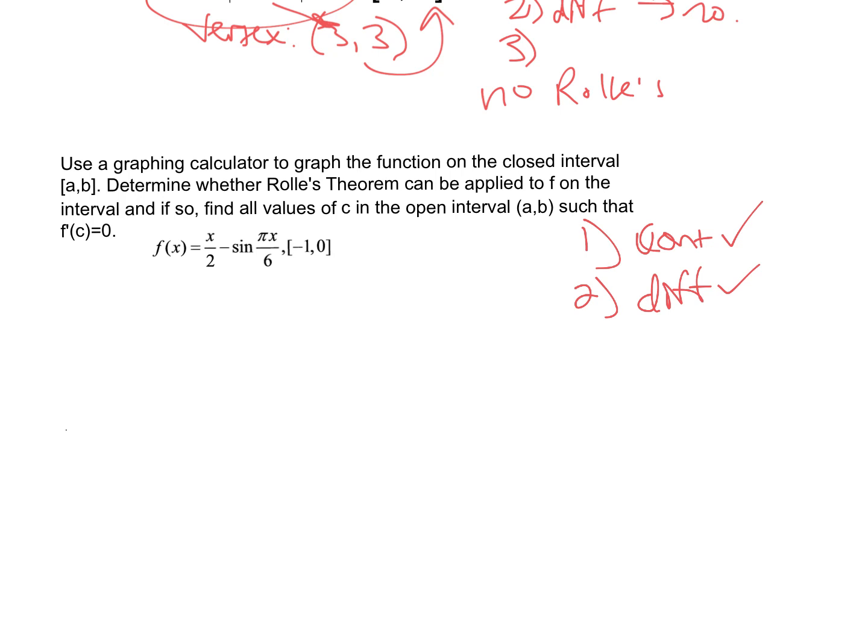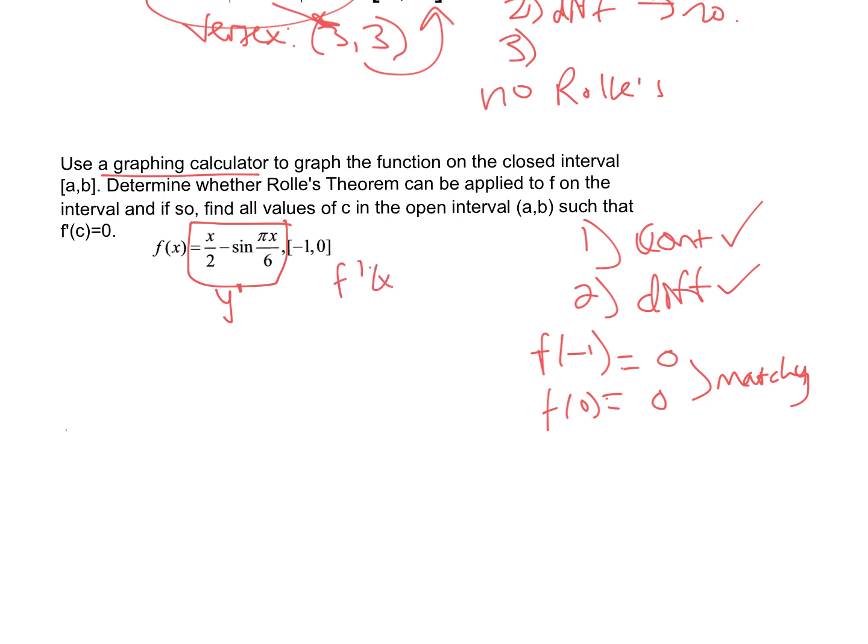And then you want to check your endpoints. So you want to do f of -1 and f of 0, and you can do that straight up in your calculator. But you do end up with 0 for both. So they do match. Matchy. Okay. You can technically solve this by hand, but you're welcome to use a graphing calculator, since they said to. Plug the derivative into y1, and then you would solve for where it crosses the x-axis, because that's your zeros, right? You're trying to figure out where f prime of x equals 0.